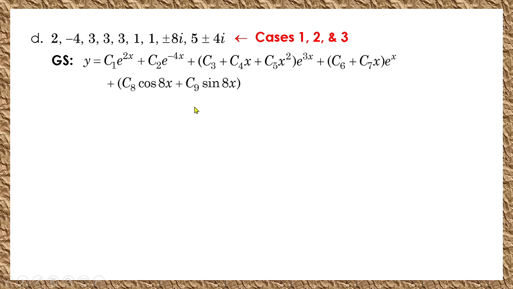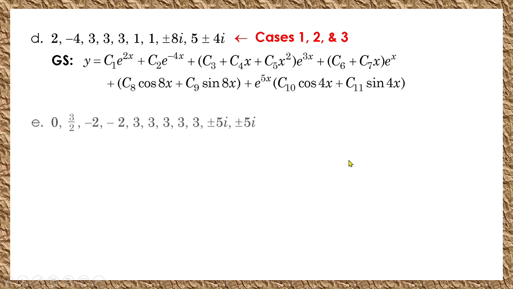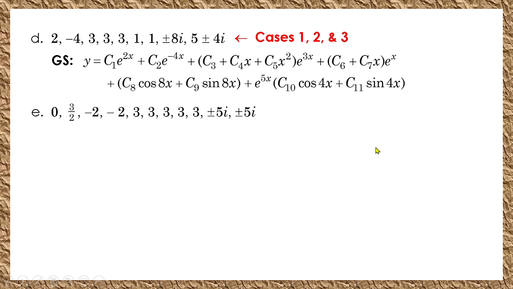Okay now, let's see if there is more. How many roots are there? 1, 2, 3, 4, 5, 6, 7, 8, 9, 10, 11. So it goes up to C11. What cases are these? 1, 2, and 4. Case 1, case 1. This one is case 2, negative 2, negative 2, 1, 2, 3, 4, 5. Still case 2. This last one is case 4.